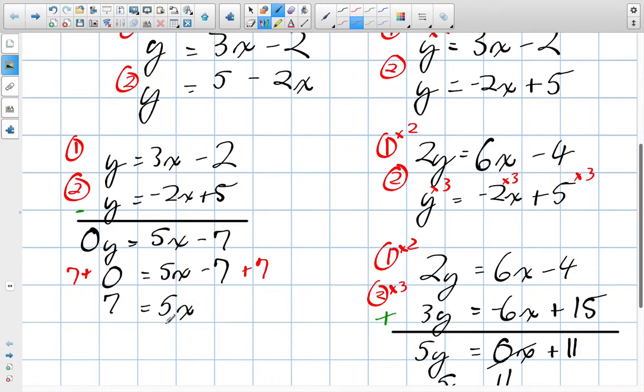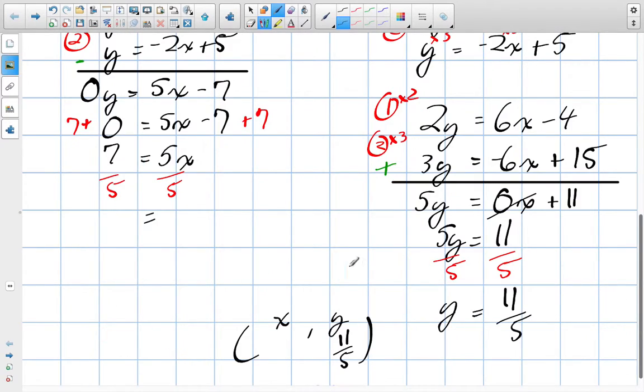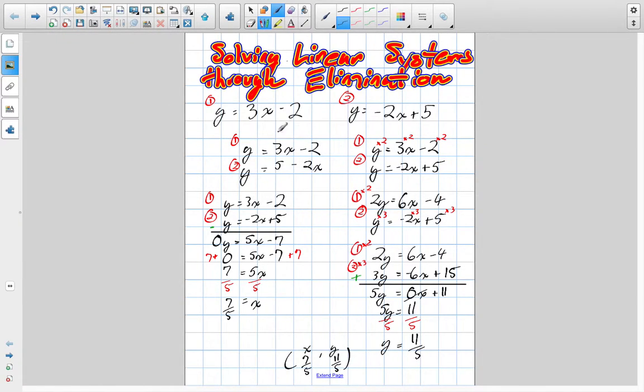And to isolate for x, we divide by 5, divide by 5. The 5's eliminate, they create a 1. And x is equal to 7 over 5. So the point of intersection is two fractions. They're not very nice fractions. But that's the point of intersection between those two equations. Okay?